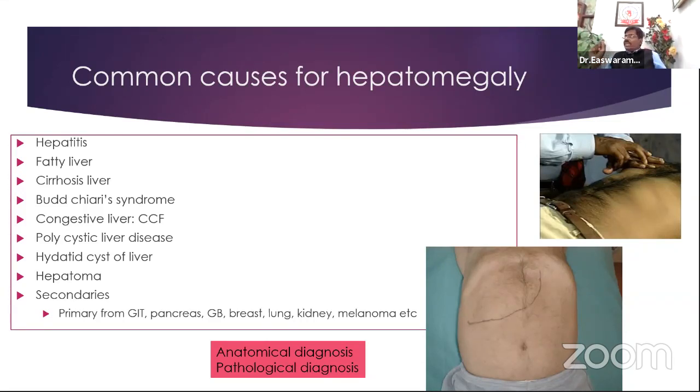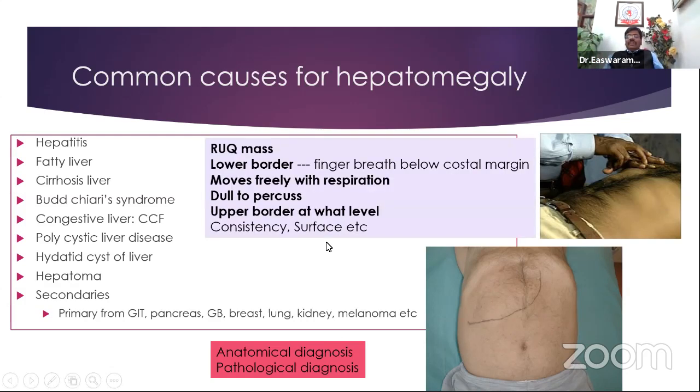Let us see the first thing: why you say it is a liver. Because there is a large mass in the right upper quadrant, sir. In this patient, I can feel it moves easily and freely with respiration. I feel the lower part about 5 centimeters below the right costal margin. It is dull to percuss, and I can see the upper border at the third intercostal space. It is firm, nodular in consistency, and non-tender.